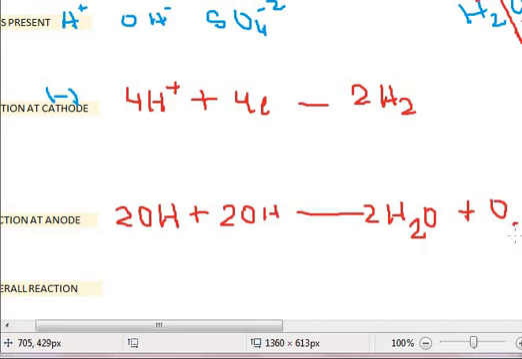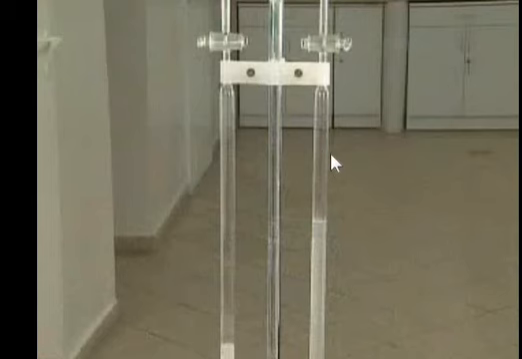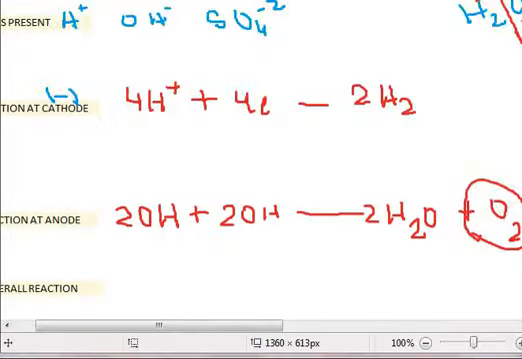So here you can balance it. How many oxygens are there? 2 plus 2, 4. Here also we have 4 oxygens. How many hydrogens? 4 hydrogens, 4 hydrogens. Now do you see this oxygen? This oxygen is actually getting evolved at the anode. This is your oxygen gas. This is the electrolysis of acidulated water.